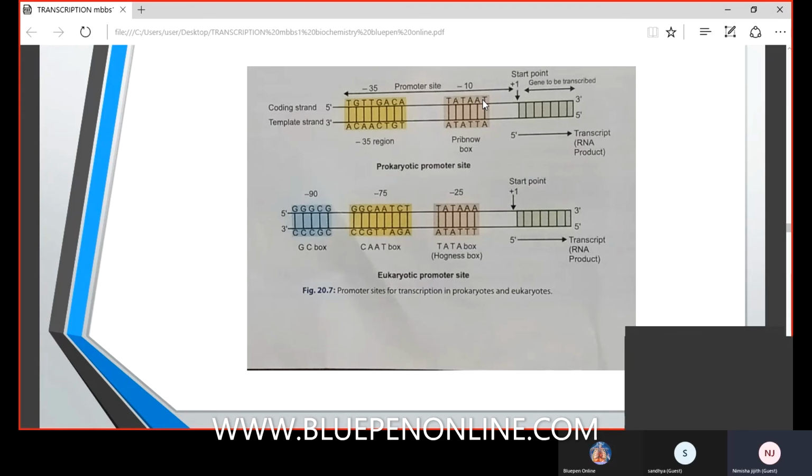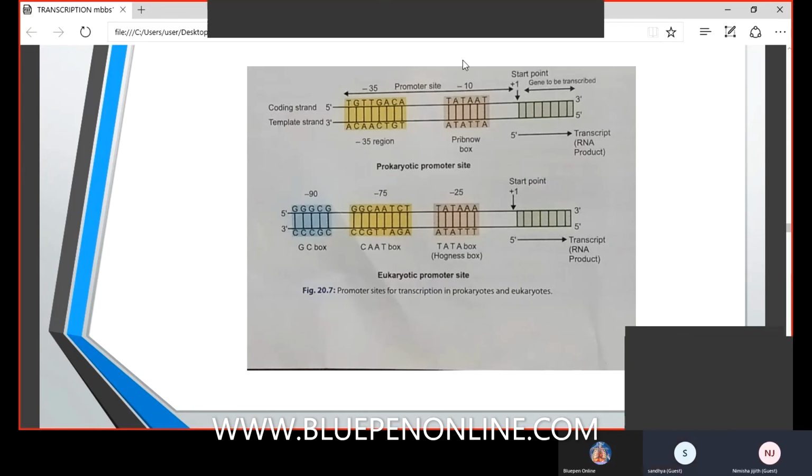Then minus 25 in eukaryotes is known as the Hogness box. Pribnow box and Hogness box are TATA boxes, an adenine, thymine rich region. Which are the most required nucleotides? Adenine, thymine. All things are started with adenine and thymine. I think now it is clear.